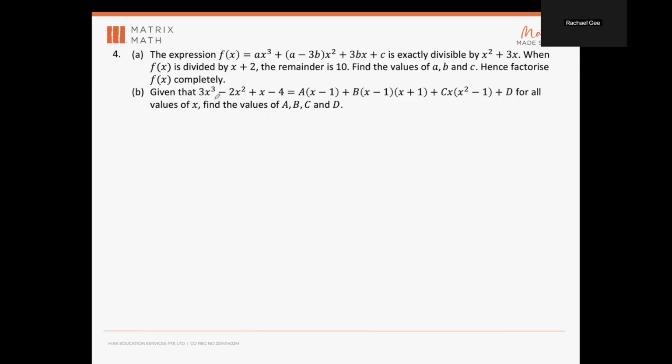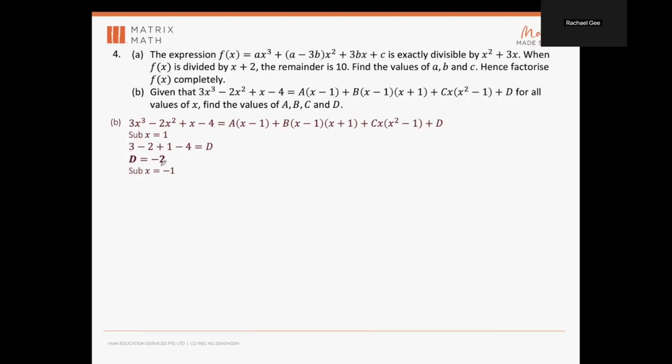So for part B, given that this is equals to this, for all values of x, find the values of a, b, c, and d. It looks very confusing, but if you sub in a certain value of x, you will cancel out 3 terms. So sub in x equals to 1, this will become 0, this will become 0, this will become 0. So you're only left with d. So 3 minus 2 plus 1 minus 4. Press inside calculator, d is minus 2.